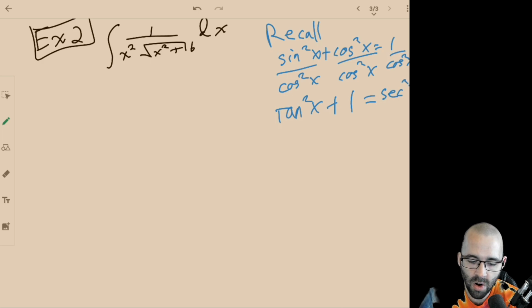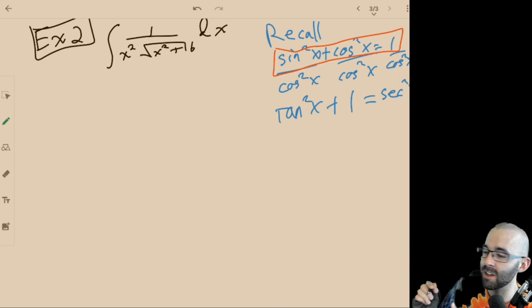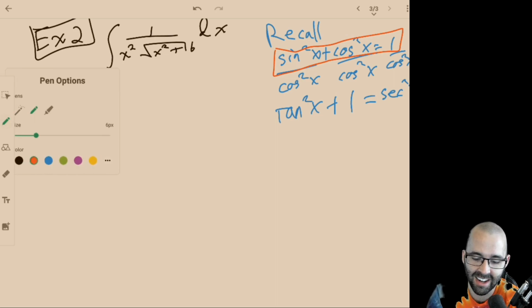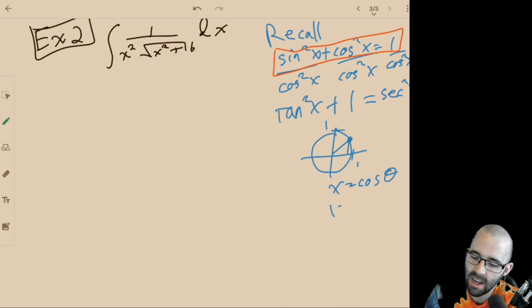So all you have to remember for these identities for trig subs is that first one: sine squared plus cosine squared equals 1. And if you really want to know why it's called a trigonometric identity, going way far back to the unit circle, which is a circle of radius 1, at any point on that circle you can draw a triangle. The x component is the cosine of that angle, and the y component is the sine of the angle.